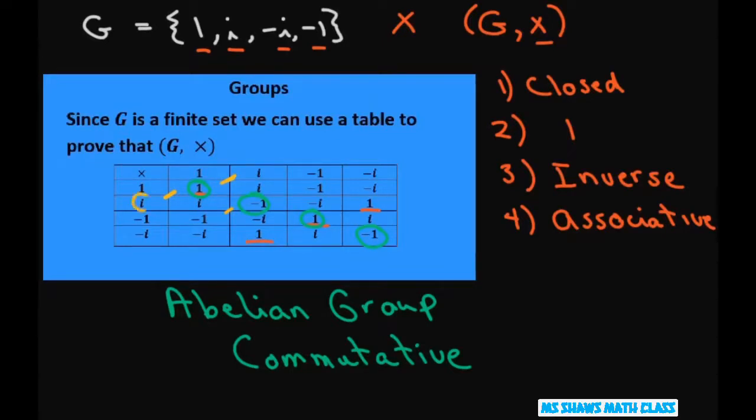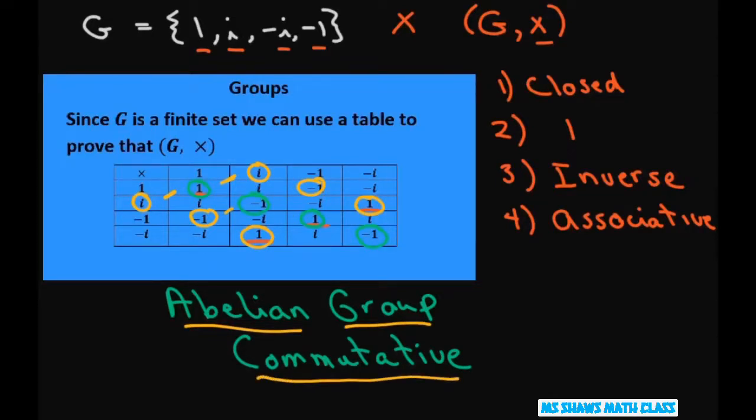So from this one we get i and i. From this negative 1 we get negative 1, negative 1. From this one we get 1 and 1. So that means it's an abelian group and it's commutative. So it's a special group.